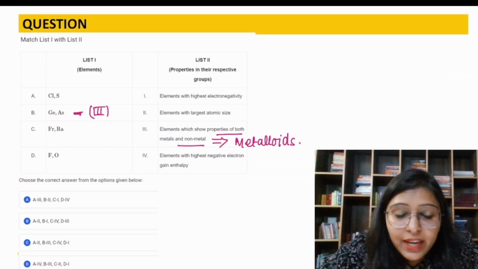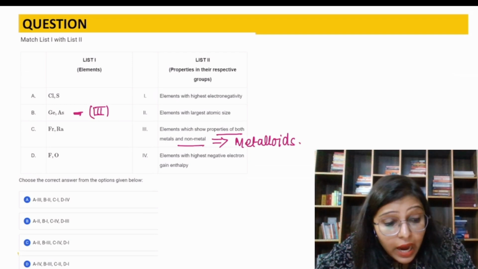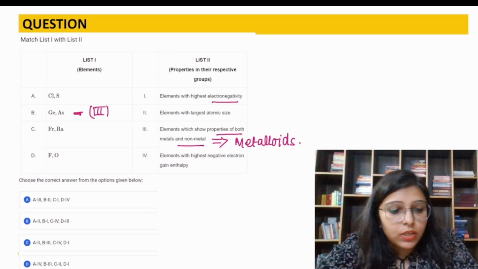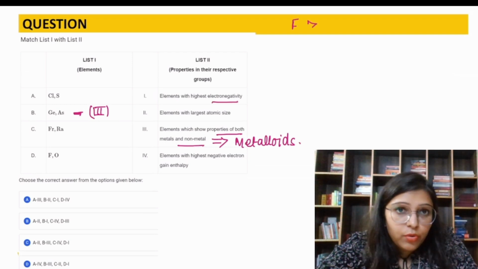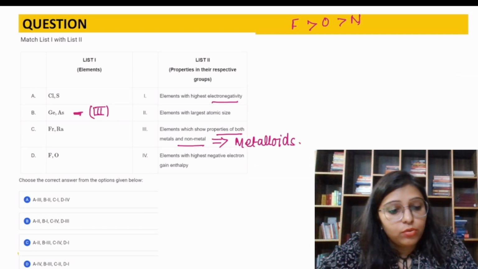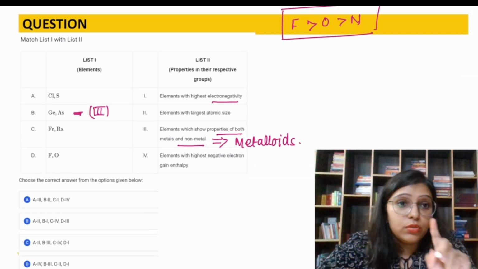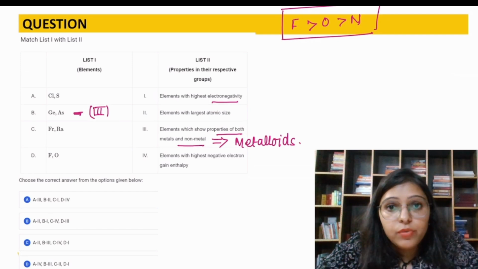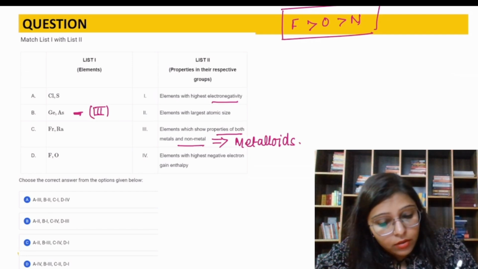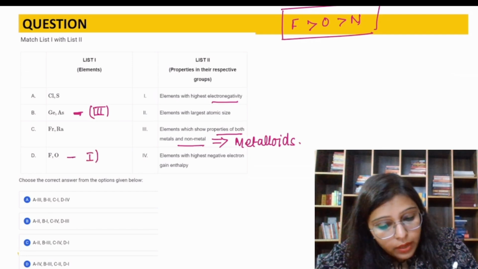Then we have fluorine and oxygen. By highest electronegativity, fluorine is the most electronegative element. After fluorine, we have oxygen, and then we have nitrogen. So these are the 3 most electronegative elements. So fluorine and oxygen, we can match with option number 1.